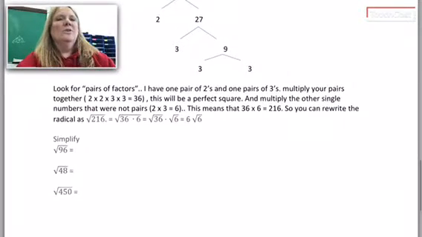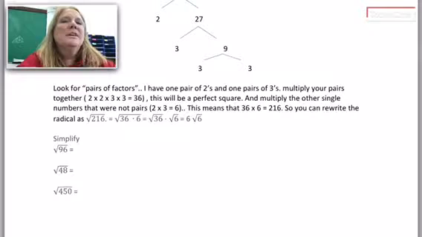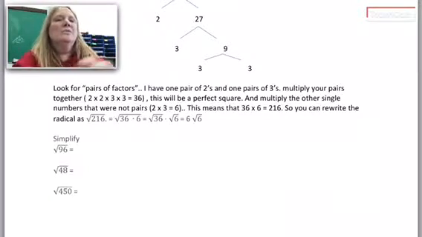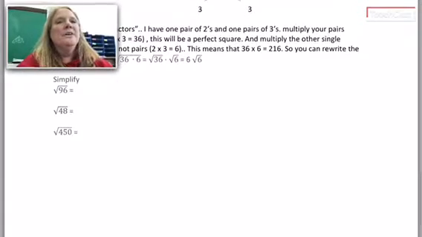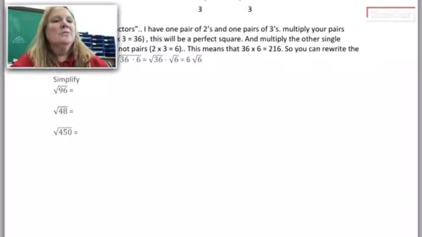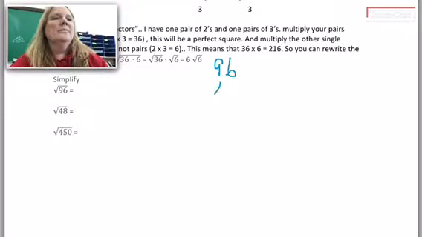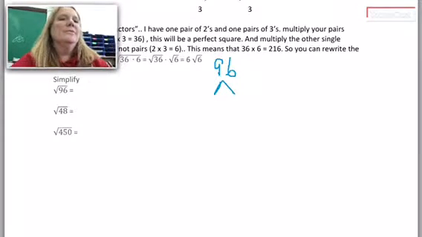All right, so I just did the explanation there of looking for the pairs of factors, and then we come up with the square root of 216 is 6 times the square root of 6. So now let's simplify the square root of 96. And if you want to pause the video and try it yourself, I would suggest that. But what I'm going to do is take 96 and make a factor tree.